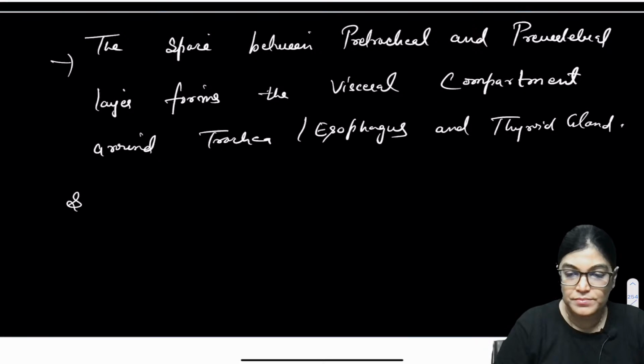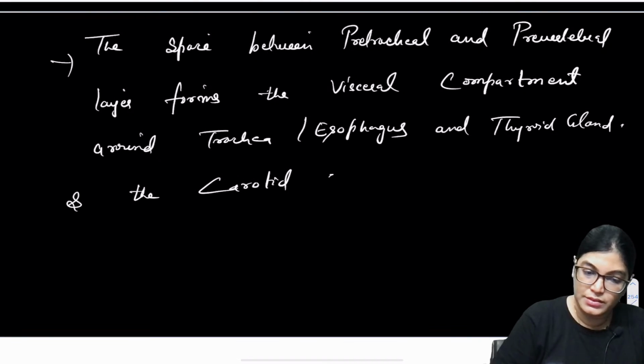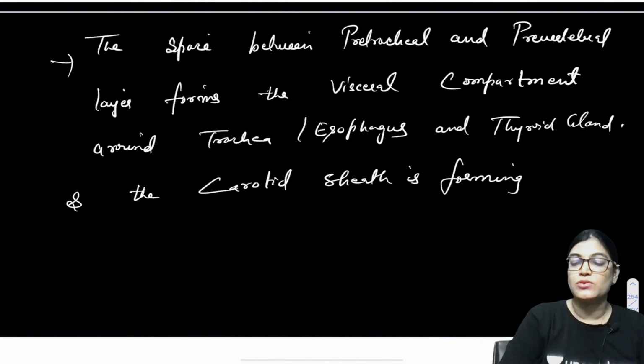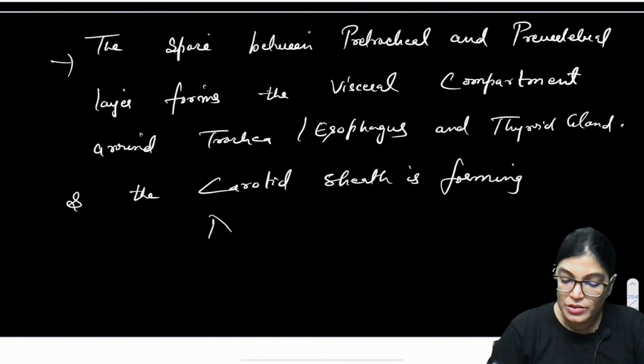And the carotid sheath is forming a neurovascular compartment. Why neurovascular? Because it is containing arteries, veins and nerves. So, it is forming a neurovascular compartment.